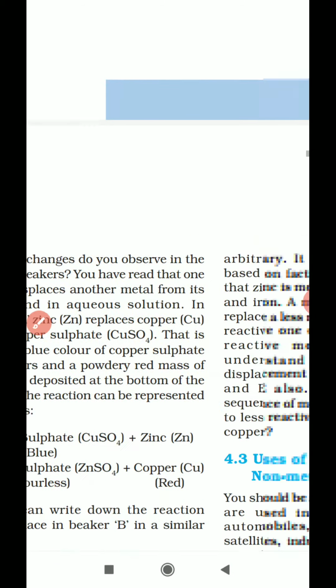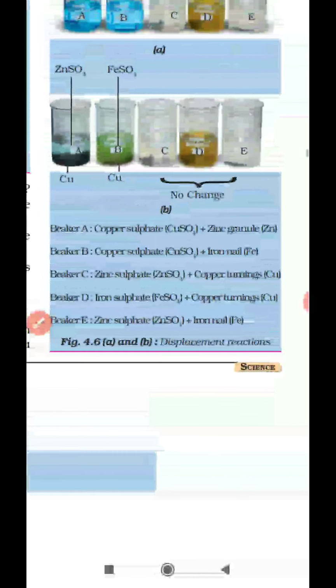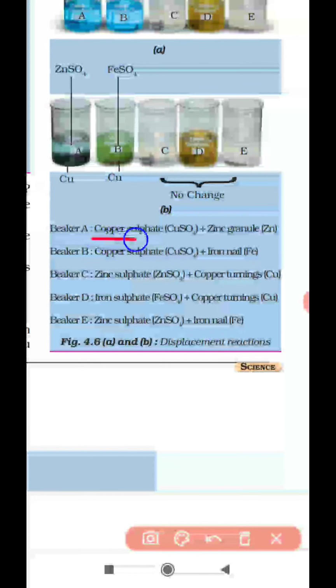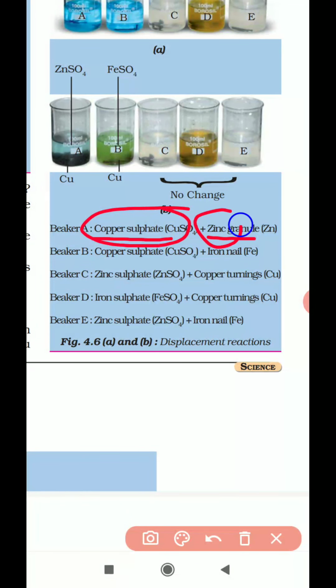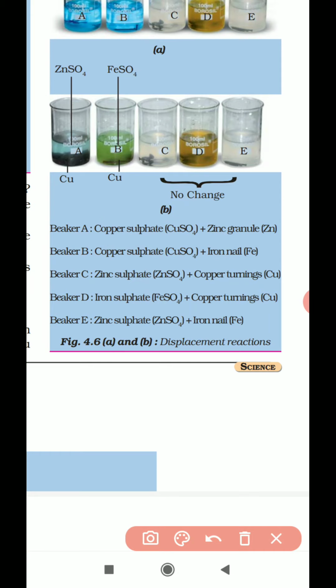Let me take the first example itself. See, in the first beaker, I am going to take copper sulfate and zinc. In this copper sulfate, this metal will displace the other metal. Have a look at this properly. If we remove the copper metal from copper sulfate and zinc comes and attaches there, what will we be getting?